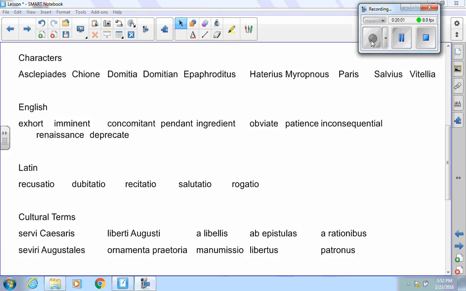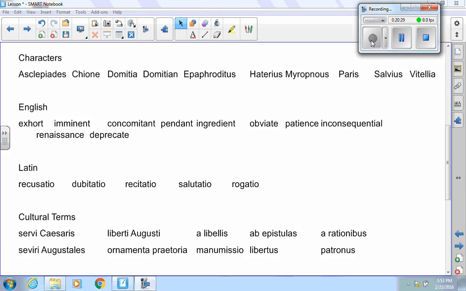Make sure you know the definition of these English words. Exhort is to urge by strong argument. Imminent is something that is about to occur. Concomitant is an accompanying state. Pendant is something suspended from something else. Ingredient is something that is an element or a part of something else. Obviate is to prevent by making unnecessary.